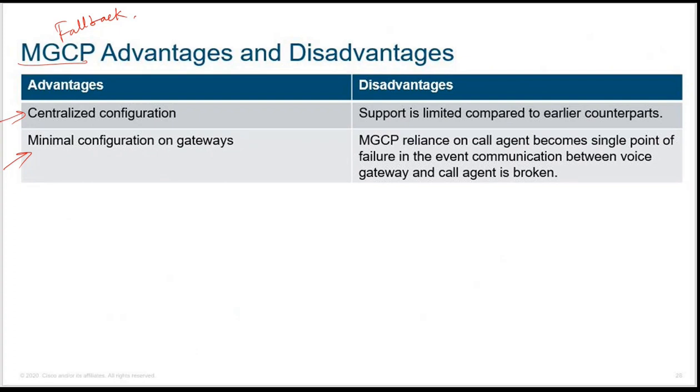Disadvantage is support is limited compared to earlier counterparts, so it is not supported on all the vendors. MGCP relies on the call agent, which becomes a single point of failure in the event communication between the voice gateway and call agent is broken. So if the call agent fails, the entire communication will fail.